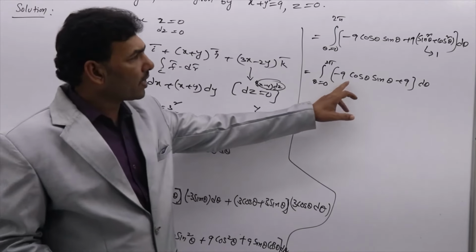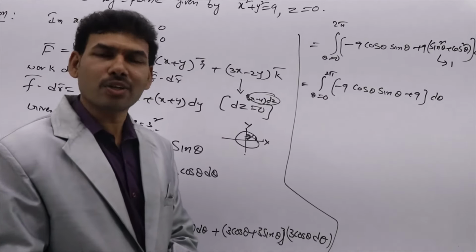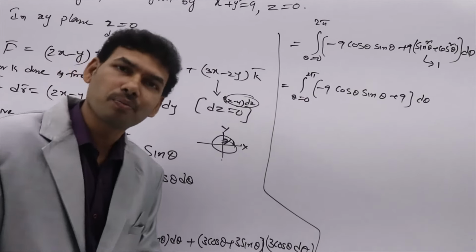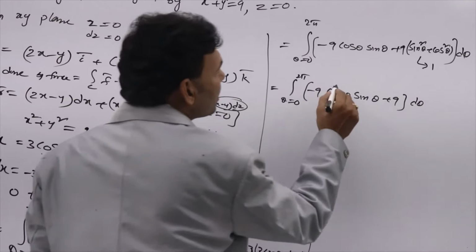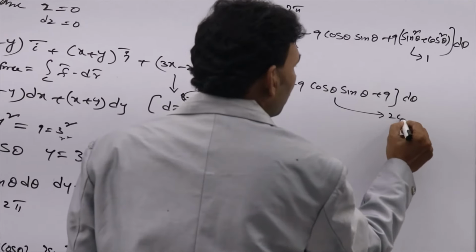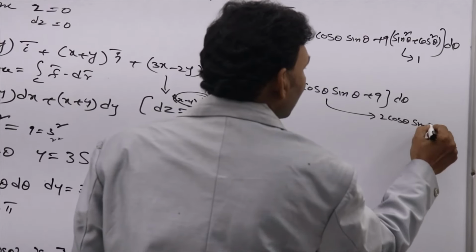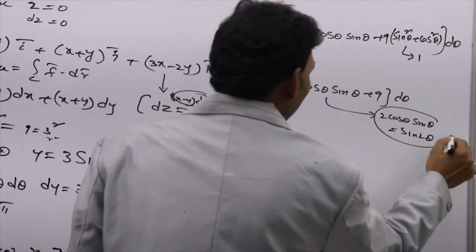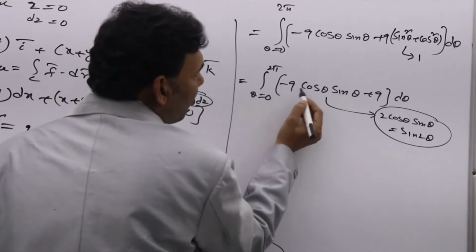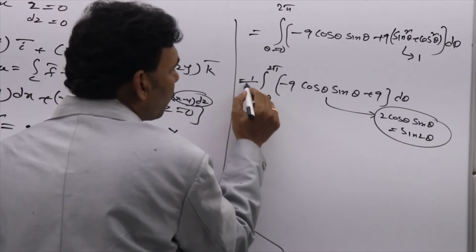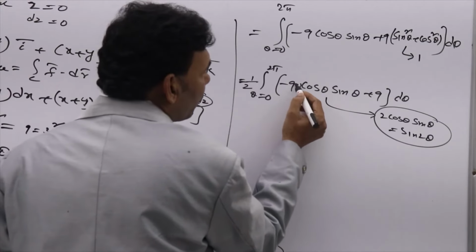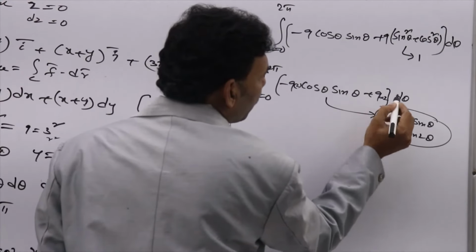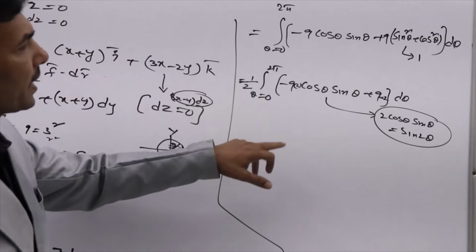So if we have here 2 cos theta sin theta, that one we can write as sin 2 theta. We all know this formula: 2 cos theta sin theta equals sin 2 theta. To get this formula, what I am doing is multiplying the whole expression by 2 and dividing by 2. I am writing 2 here and 2 here, multiplying and dividing.